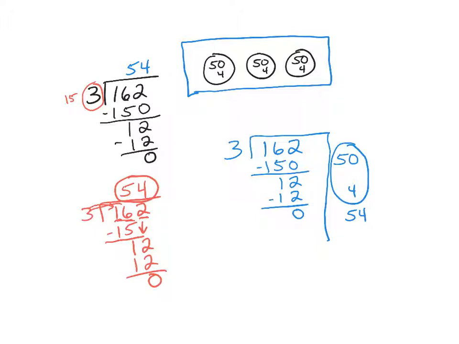So, all three of these methods, what I call the circle method, what I call the sidebar method, and what I call the traditional algorithm method, all work. And once again, I don't care what method you choose. It's just important that you get the answers correct.